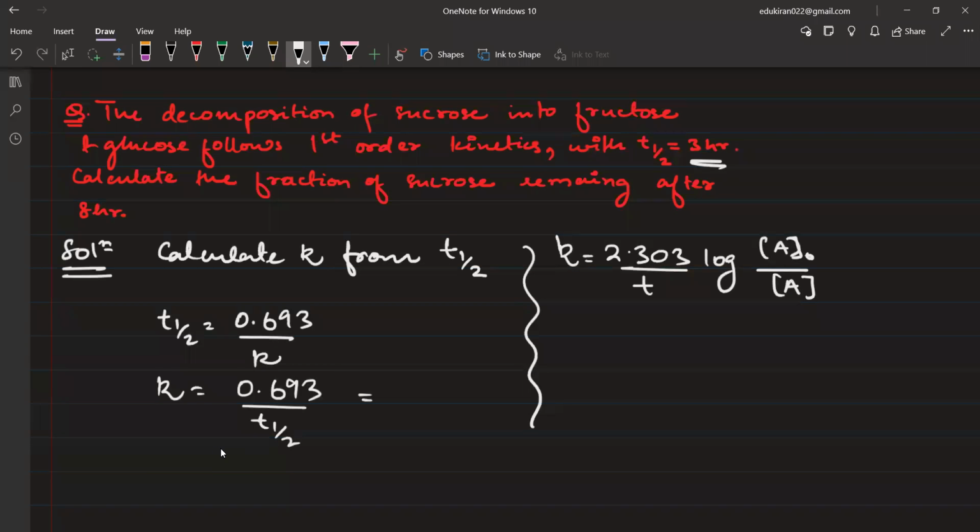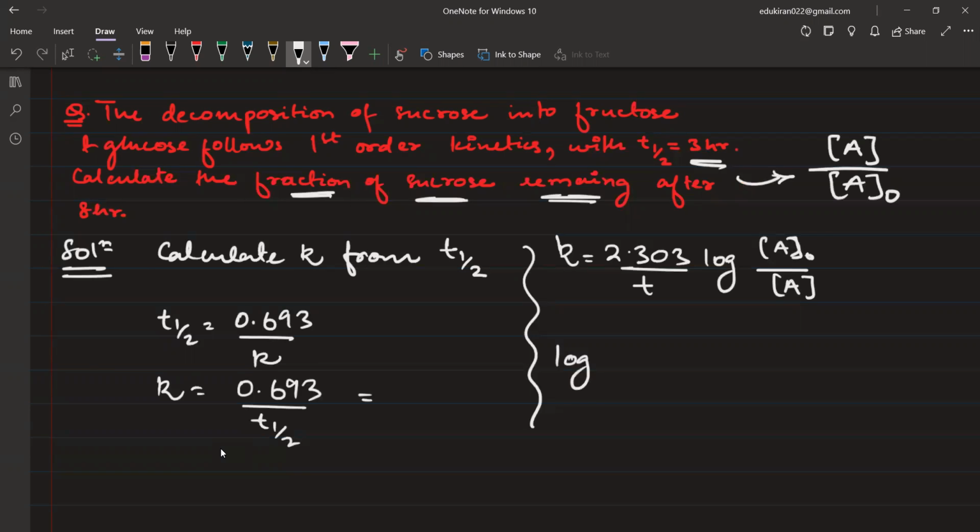Okay, so they are asking what fraction of sucrose is remaining. So they are asking actually A is the amount of sucrose remaining out of A naught, right? Initial आपको जितना था उसमें से कितना बचा हुआ, फ्रैक्शन पूछ रहे हैं. So they are asking A upon A naught. Okay, so first of all आप लोग यहाँ तक कैलकुलेट कीजिए.